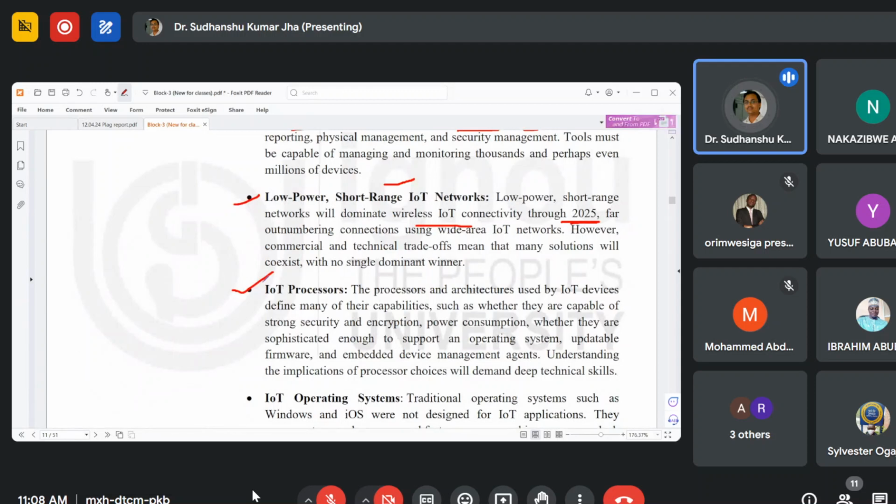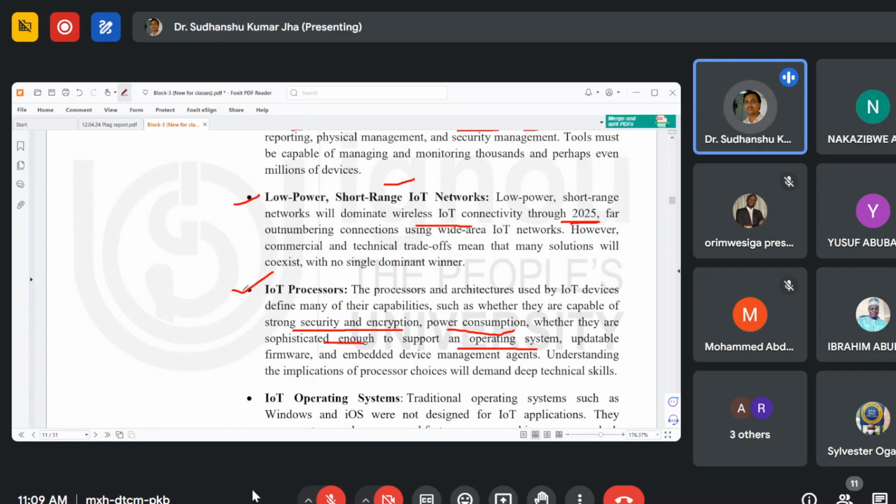Processing power, that is the processor or microprocessor, or you may say microcontrollers here. These do not require a very sophisticated, very high speed microprocessor. You need a small microprocessor: a sensor will sense the data, this data will be sent to the processor for processing, and the processor will send this data to the cloud for large processing. So IoT processors are very small, and they are capable of strong security and encryption, with less power consumption, and sophisticated enough to support an operating system.